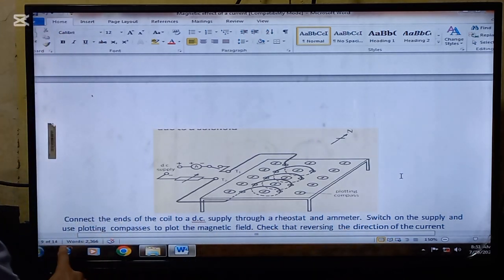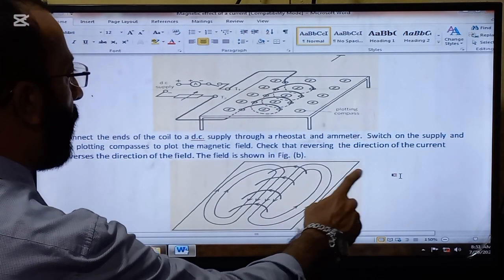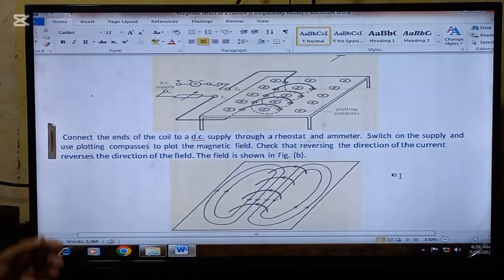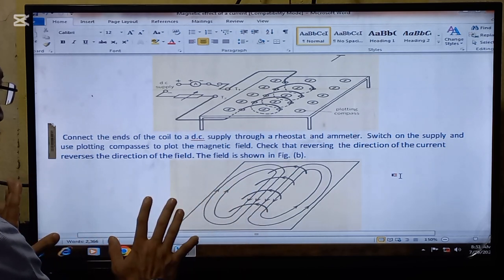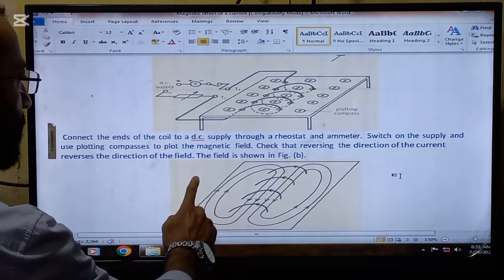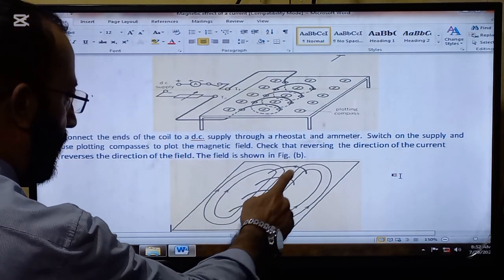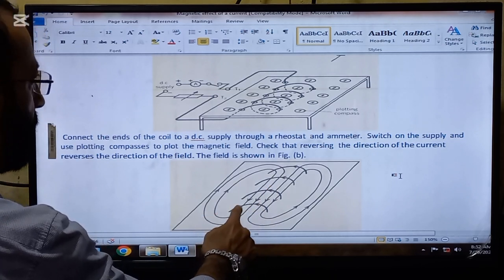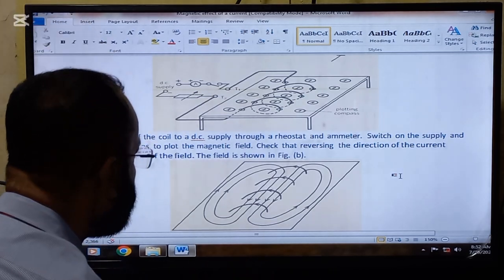Switch on the supply and use plotting compasses to plot the magnetic field. Check that reversing the direction of the current reverses the direction of the field. Here you can see, if we reverse the direction of the current, the direction of the field will also be reversed. The field is shown in figure B. So here you can see, this is the direction of the current, and this is the direction of the field.